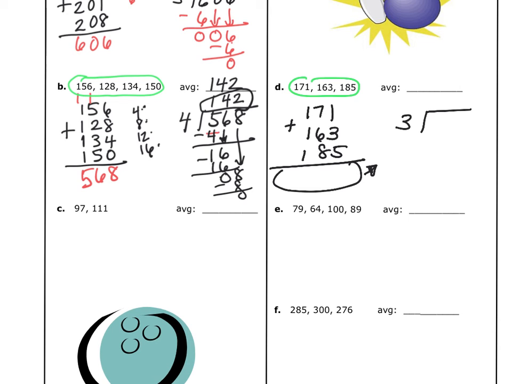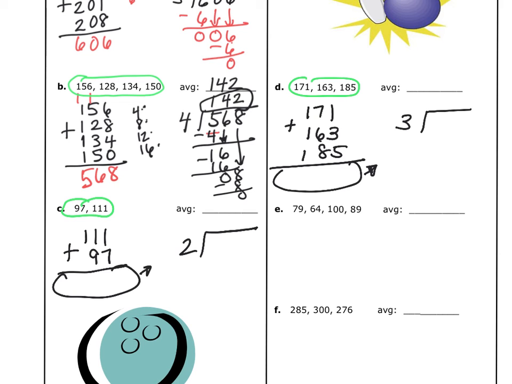Okay, let's look at our next one. I have 111 plus 97. Same thing here. Add them up and put that number under the house. I can see that there's only 2 numbers here, so that's going to be my divisor. I'm going to put a 2 there. So move that number up, put it under the house, and divide.